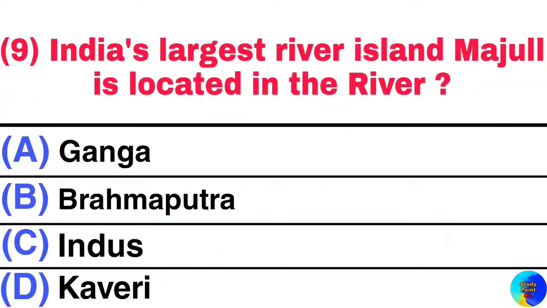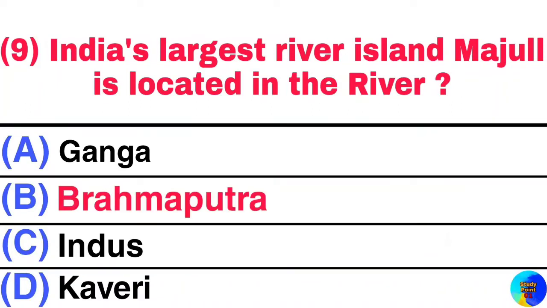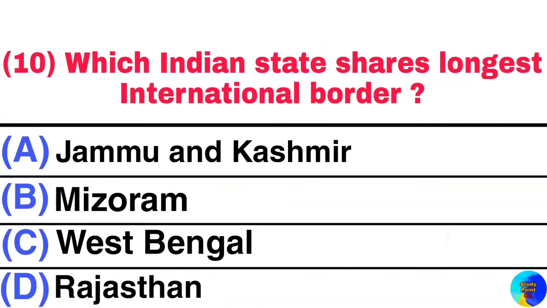Question number 9. India's largest river island Majuli is located in the river? A. Ganga, B. Brahmaputra, C. Indus, D. Kaveri. Answer. Brahmaputra. Question number 10. Which Indian state shares longest international border? A. Jammu and Kashmir, B. Mizoram, C. West Bengal, D. Rajasthan. Answer. Rajasthan.